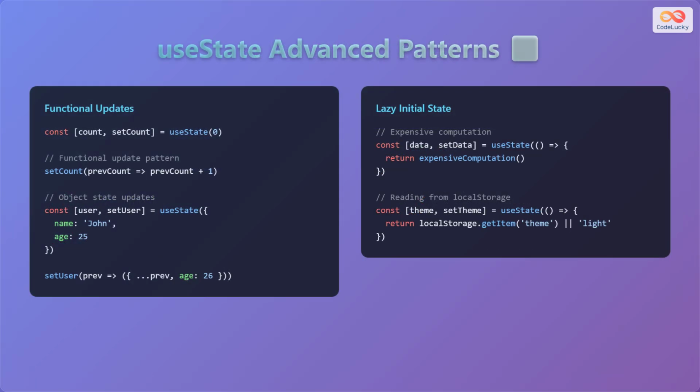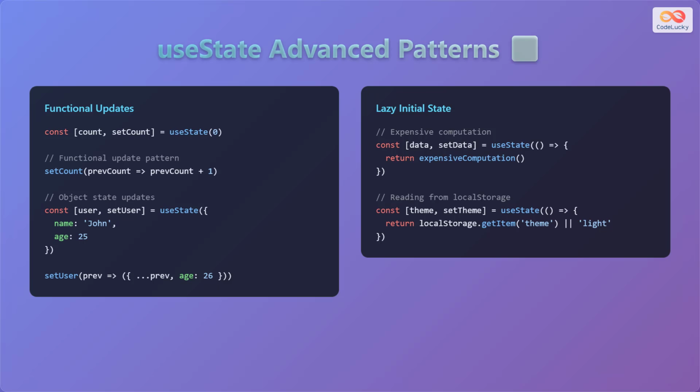Let's explore some advanced patterns using the useState hook. First, we have functional updates. Instead of directly passing a new value to the setCount function, you can pass a function that receives the previous state as an argument. This is especially useful when the new state depends on the previous state. For example, to increment the counter, we use setCount(prevCount => prevCount + 1). This ensures you're working with the most accurate previous state.